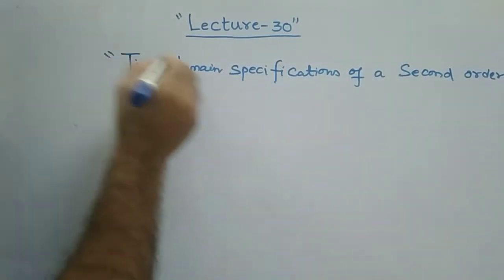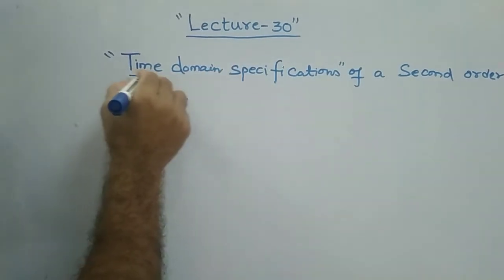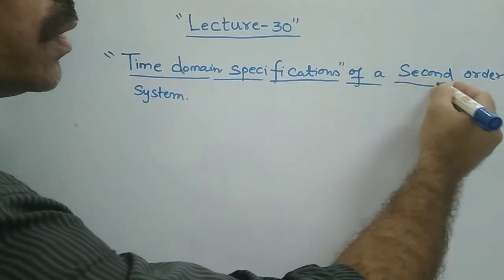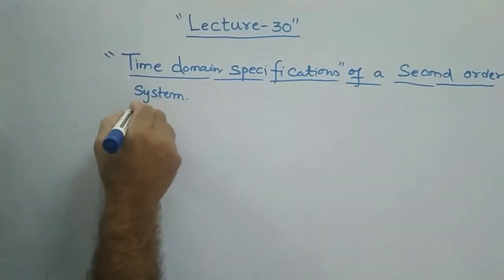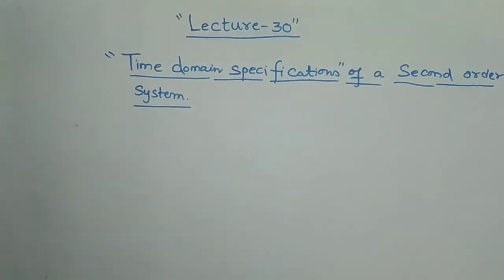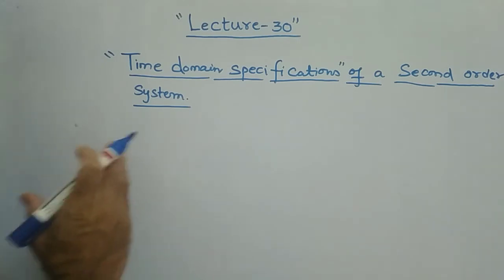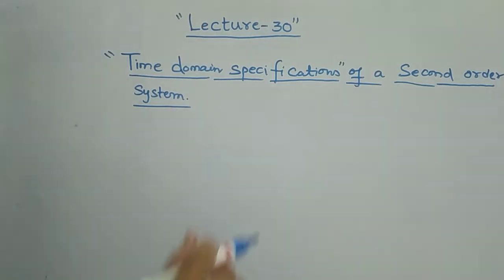What are the time domain specifications? Already we have seen in our earlier presentation, presentation number 29, there is a graph. I explained that there is a response in which we have various parameters I mentioned there. So please refer to the previous presentation, number 29. There you will have the graph, the response. Today I will explain a little bit more about those parameters.